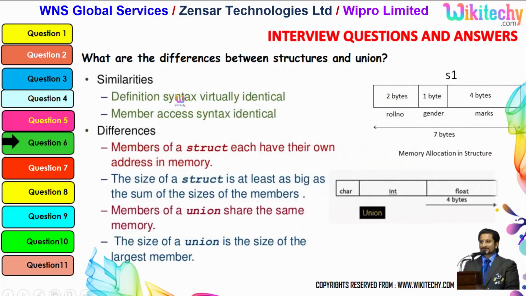So the definition syntax is virtually identical. The member access syntax is identical too, but the members of a structure each have their own memory address. So the size of the structure is the addition of all three. Over here, members of a union share the same memory. The size of the union is the size of the largest member.